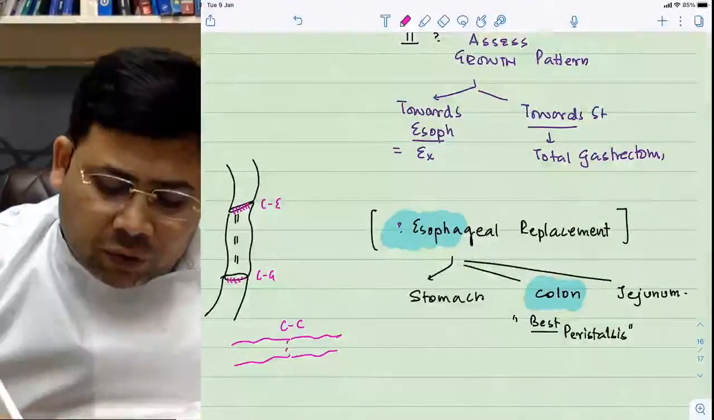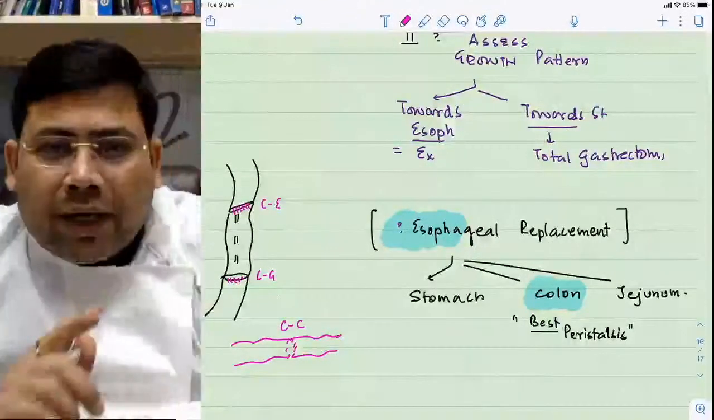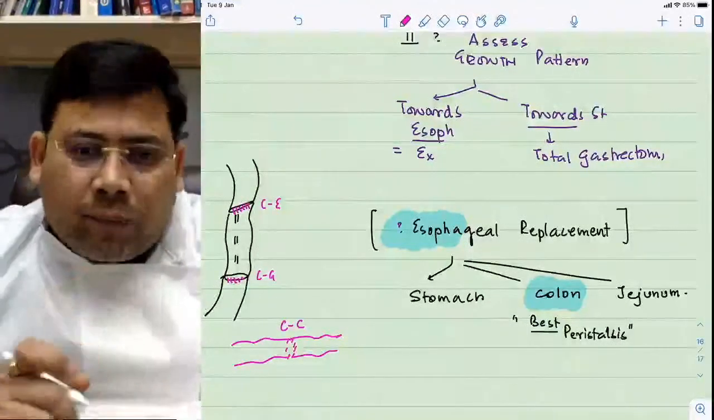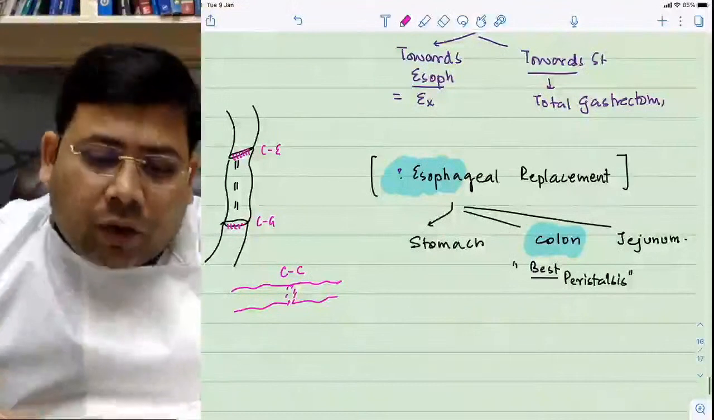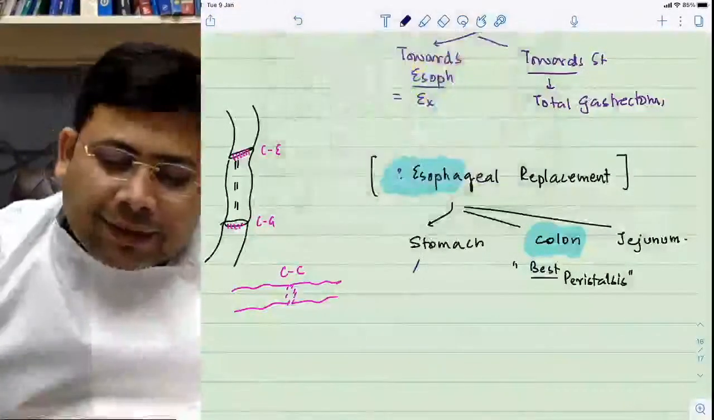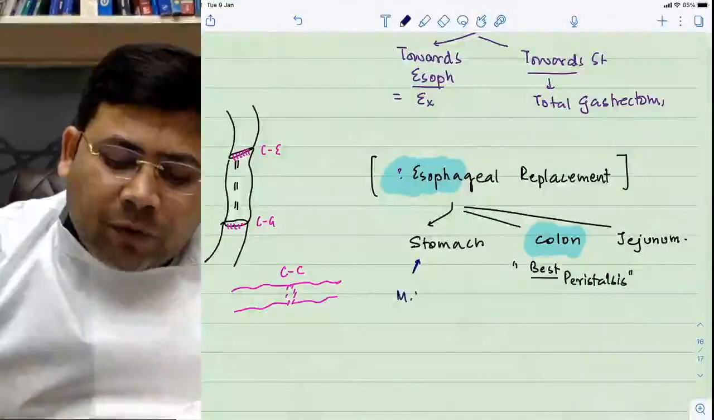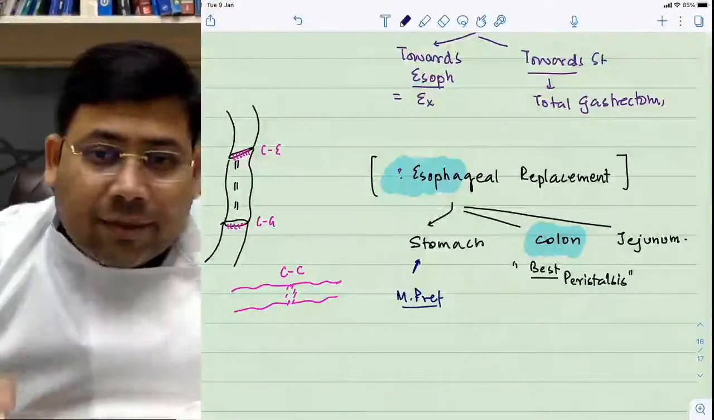So because you need to do three anastomosis, the colon pull up over the time lost its importance. Now what is the important? Yes, it is the stomach. This is the most preferred. It is not the best. It is the most preferred.